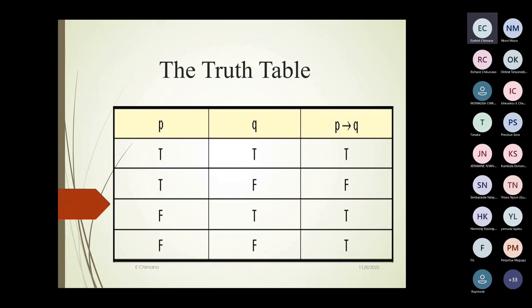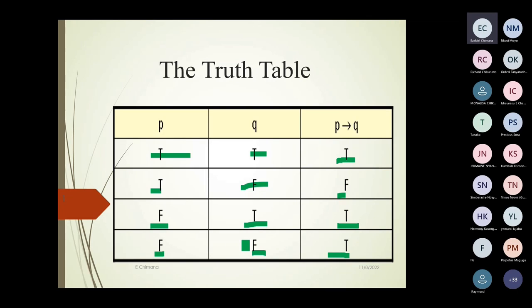So here is the truth table for P implies Q. True implies true, which is also true, but true implies false, it's what? It's false. Then false implies true, it's what? It's true. So false implies false is also true.